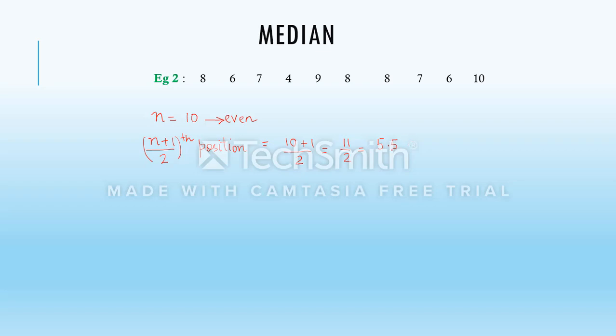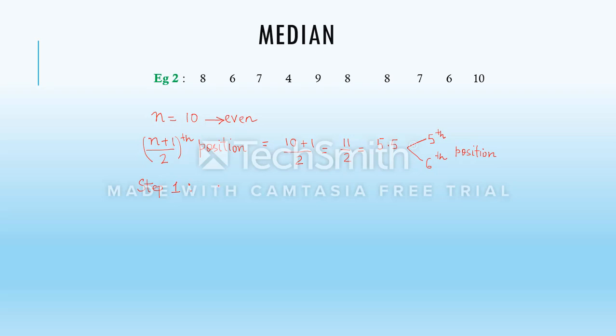Now since this is a decimal value, it actually implies that the median is going to be lying between the 5th and the 6th position. Or in other words, the median will actually be a value which is the mean of the values at the 5th and the 6th position. But again, going back to the first step, we first need to arrange this data in order.